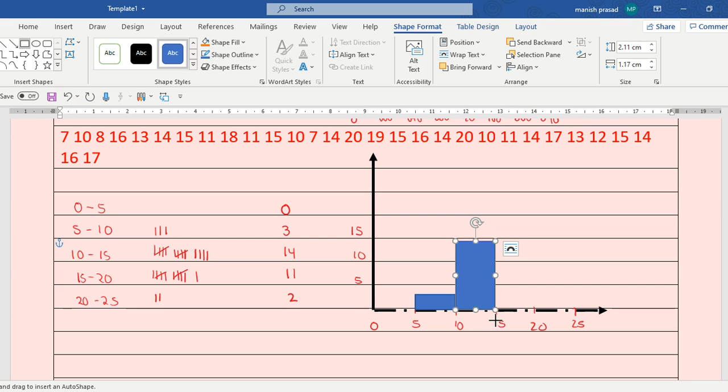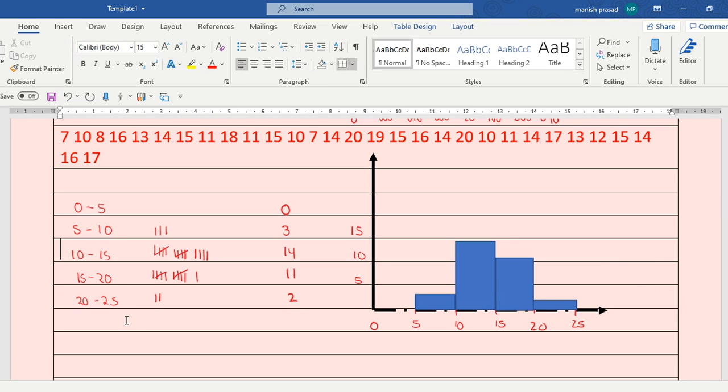So we will go all the way from here, and to 11, that would be a little higher than our 10. So this becomes the next one, and the last one is 2. 2 would come here, very close to the 0 line. So 2 would be here. So this is the type of graph that is formed. Okay, so check.